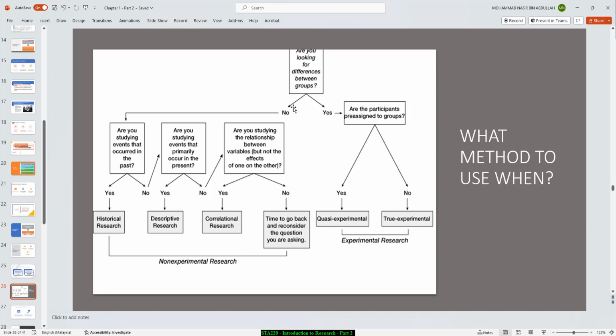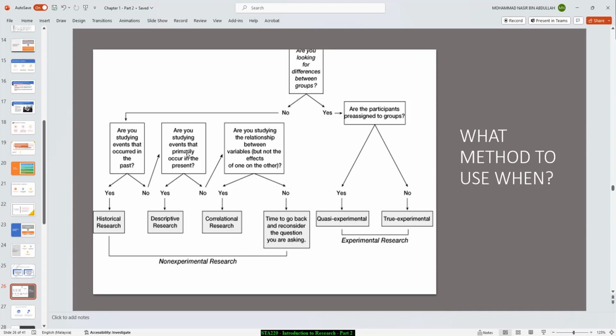So if you are not looking into a difference, kita boleh tengok kat sini. The first one: are you studying an event that occurred in the past? Kalau dah berlaku, you nak tengok the history of patients. Right, this is what we call retrospective research design, ataupun study design ni dia panggil retrospective. This is what we call historical research.